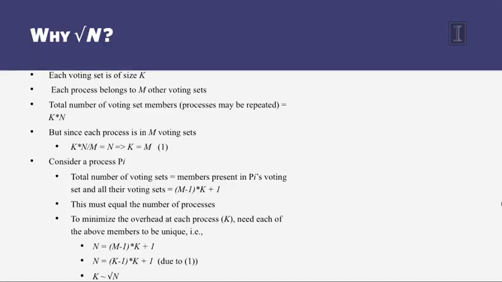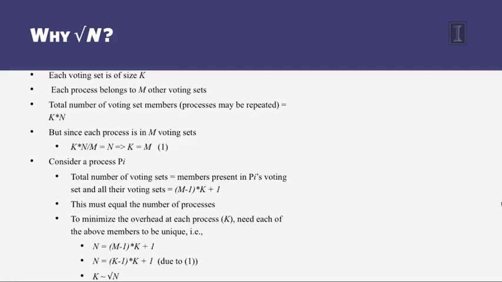So why is the square root of n the right size for the voting sets in Maekawa's algorithm? Once again, each voting set is of size k. Each process belongs to m other voting sets. Now, the total number of voting set members is k times n, because each of the n processes has k members in its voting set, and so k times n is the total number of voting set members.